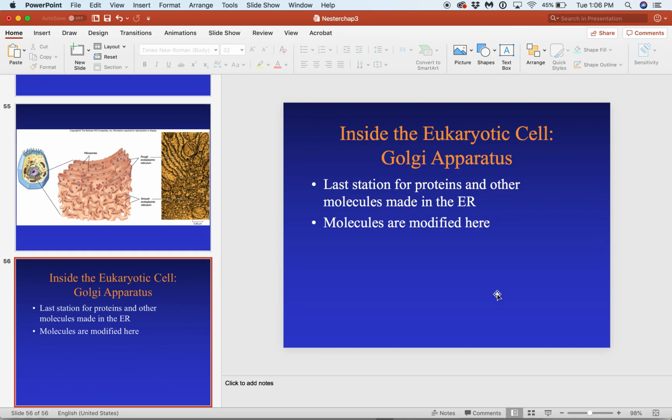Here we go. The Golgi apparatus receives proteins from the rough endoplasmic reticulum and modifies them. So, for example, it might add a polysaccharide or a short saccharide molecule to a protein, or it might add a lipid molecule to a protein. So you'd have a lipoprotein, and it would package it up into a vesicle and, for example, send it elsewhere in the cell or outside the cell.